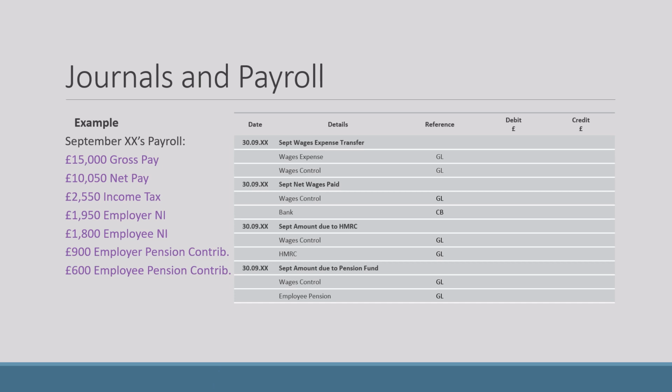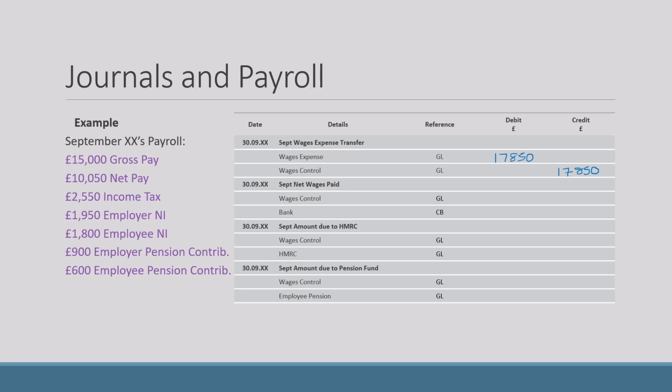So our wages expense account is going to be the actual cost to the business for September's payroll. And that actual cost to the business is going to be £17,850. And the other side to that is going to be our wages control account. So that's effectively our liability, and that's our expense account.